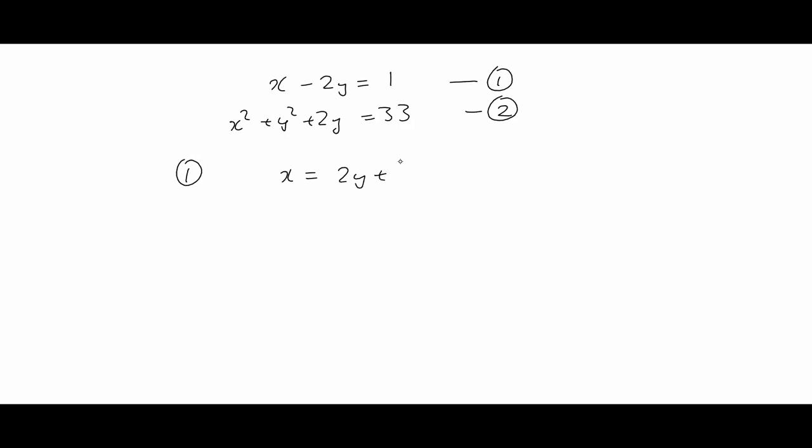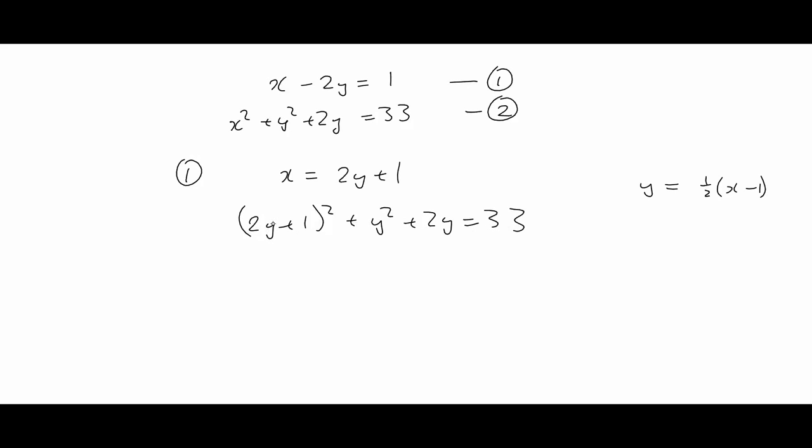equals 2y plus 1, adding 2y to both sides, we can just substitute this into x squared in equation 2 to make 2y plus 1 squared plus y squared plus 2y equals 33. It would have been possible to write, on the other hand, y equals a half x minus 1, and then substitute that into the equation 2, but that would mean substituting in 2 places, so slightly more complicated.